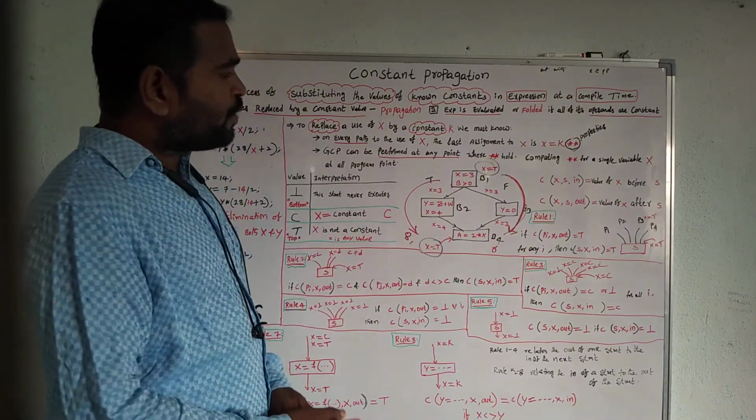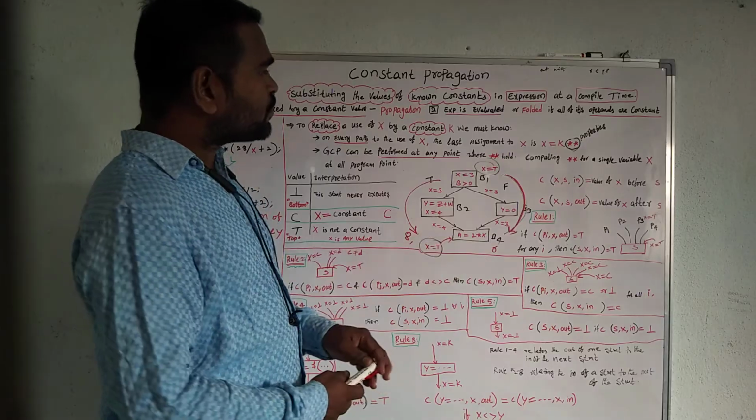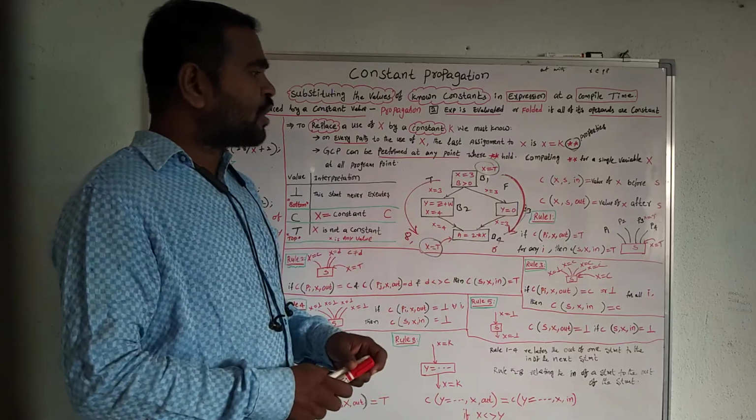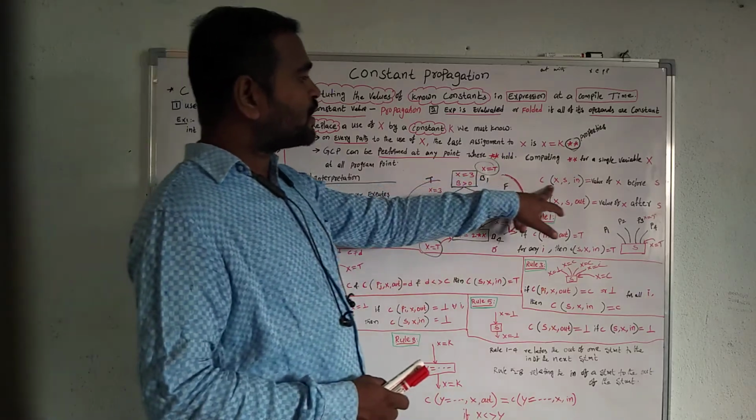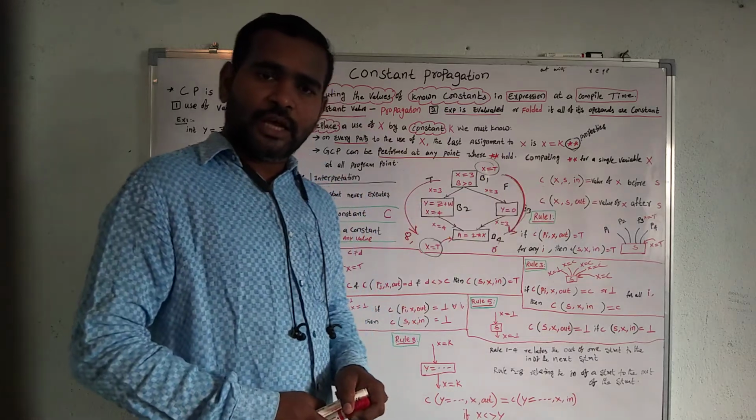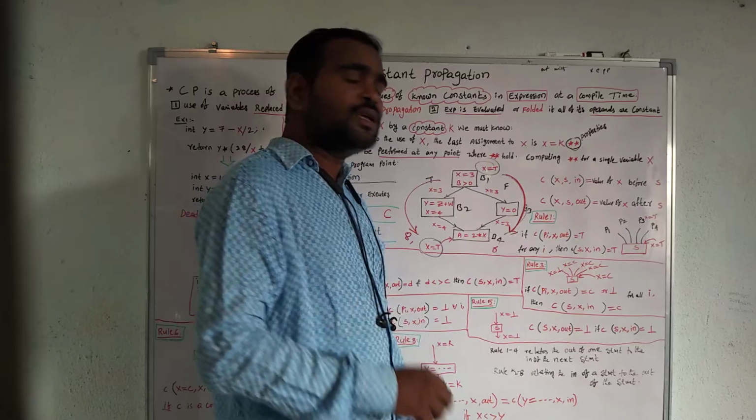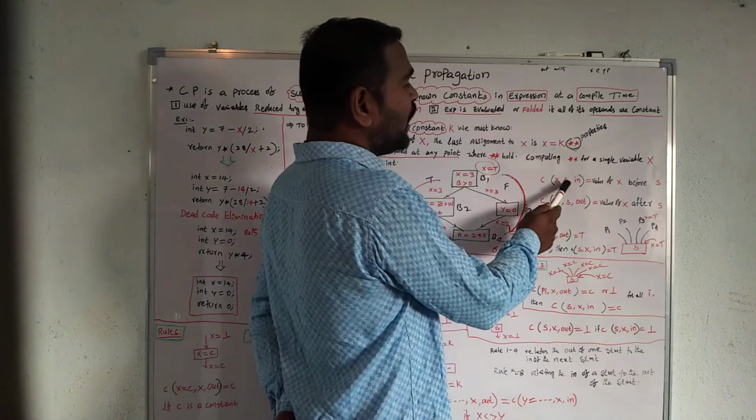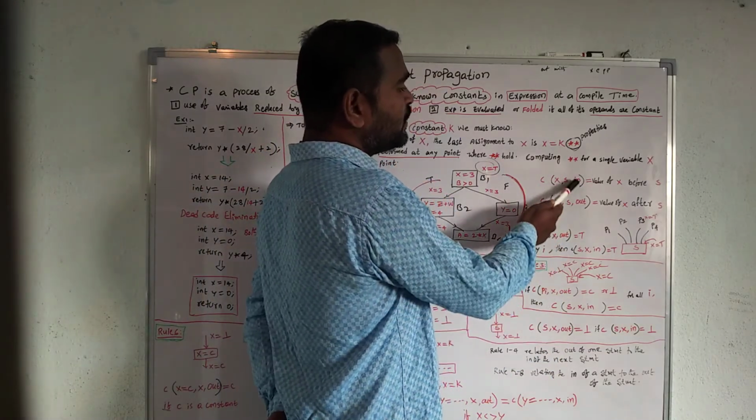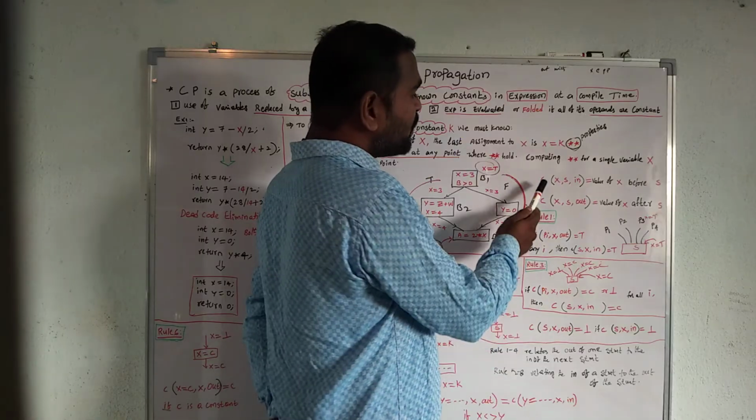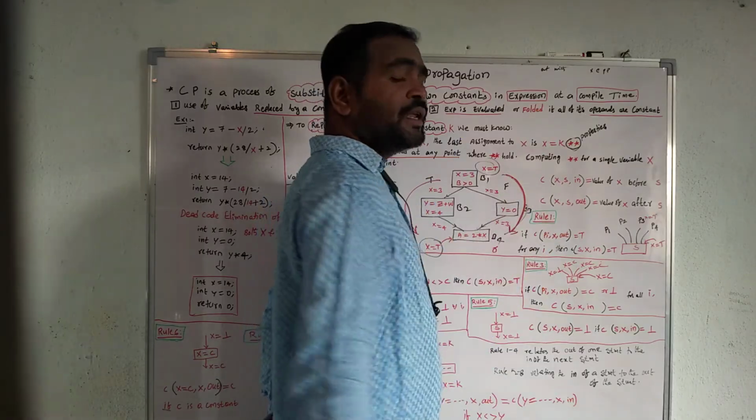So before I explain this particular constant propagation, here we have a particular constant function. That constant function has 3 arguments: one is x, and statement s, and either in and out. So in this constant function we have these 3 arguments.